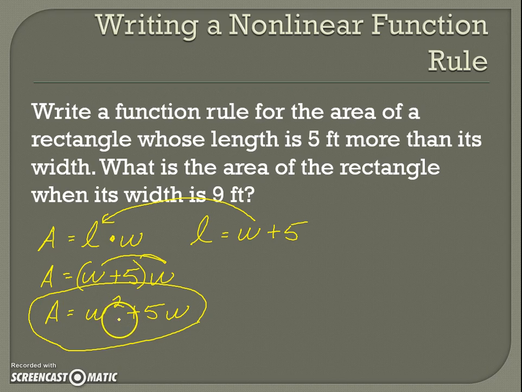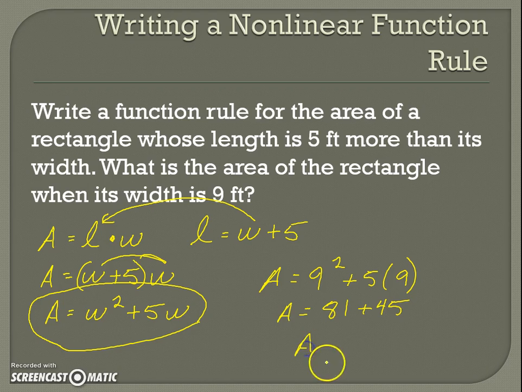And then you're asked, well, what is the area for a width that is 9? Well, then I take 9 and just substitute it in here. So I have area equals 9 squared plus 5 times 9, which means area is equal to 81 plus 45, and 81 plus 45 is 126. All right, so that is the area for that. You could simplify this out, write a function rule that represents this particular situation, and that's what you'd get.